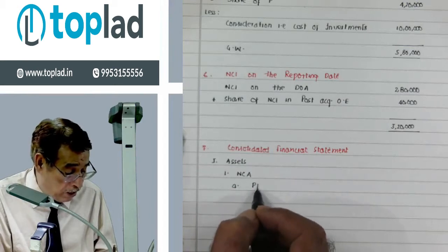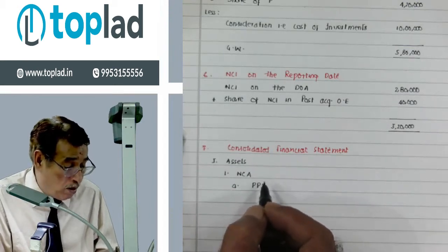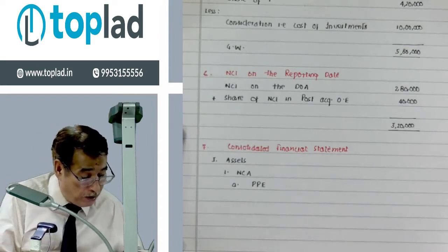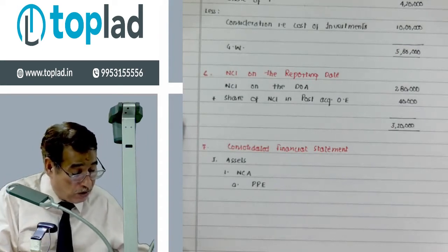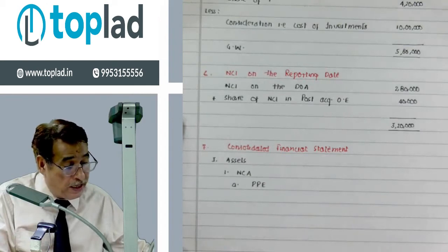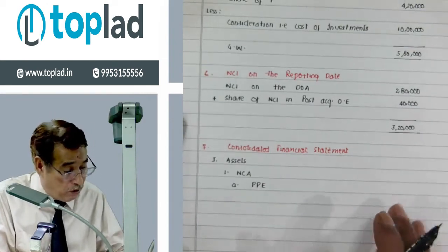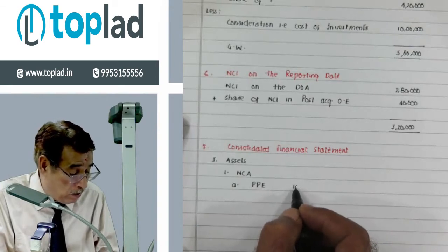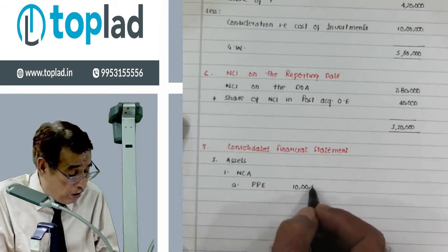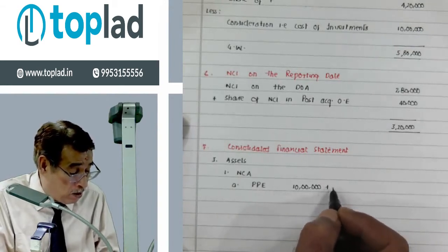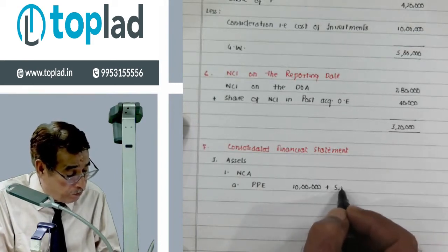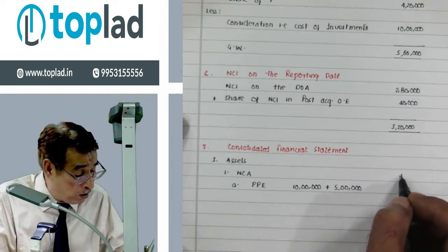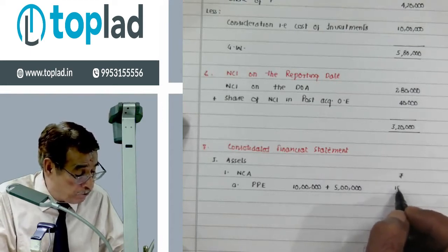Property, plant and equipment. As far as property, plant and equipment is concerned, if you remember, when we did the last question, the data is almost the same. Our property, plant and equipment was 10 lakh, and 5 lakh was property, plant and equipment of the subsidiary company. So in total I am going to present here 15 lakhs.